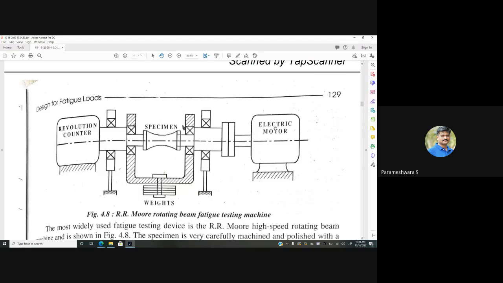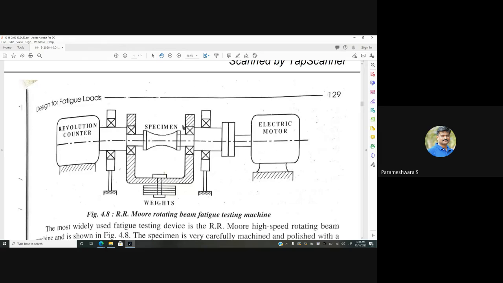Anyhow, power is required. An electric motor is the power source, and its shaft is coupled with the shaft which is connected to the specimen. The load is applied by means of weights to the specimen, and these are the bearing houses which carry that shaft, and this is the revolution counter. It counts the number of revolutions at which the specimen is running, and you can also note the time.